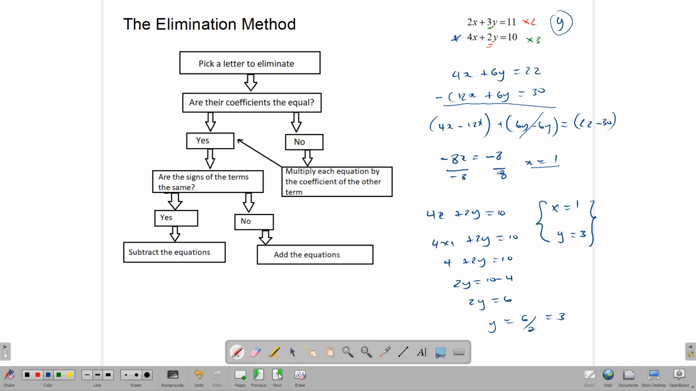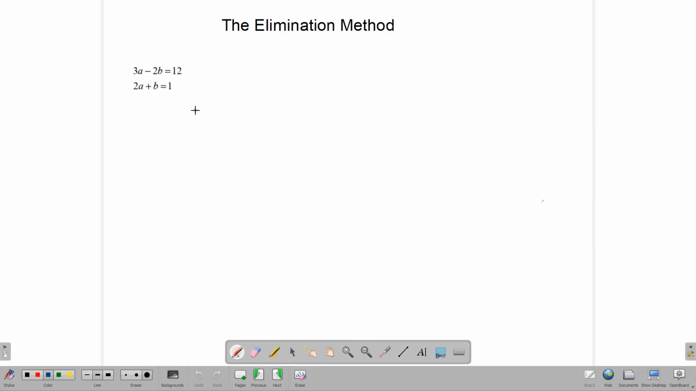Let's look at one more example. Here we have the equations 3a minus 2b equals 12 and 2a plus b equals 1. So we can eliminate any letter. I'm going to eliminate the b. In eliminating the b, notice that one number is 2 and the coefficient of this term is 1.